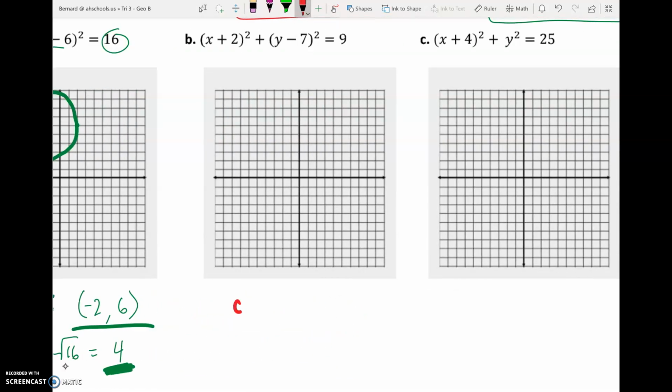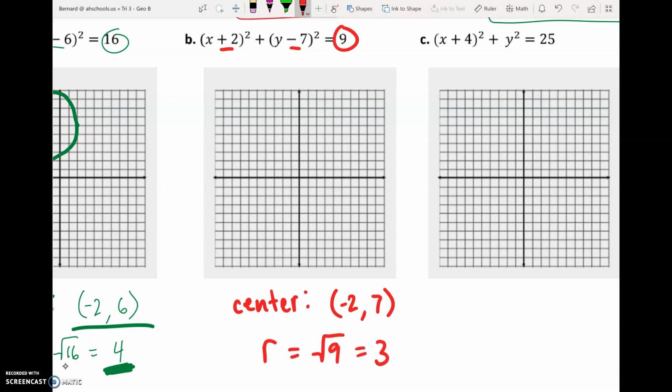The center for this circle is going to be, remember, opposite of what we see in the boxes, +2 minus 7, and so -2, comma, +7. And then our radius is square root of the number on the end, square root of 9, which is 3. And so we are going to put a dot at our center, -2, 7. So left 2, up 7. 1, 2, 3, 4, 5, 6, 7. Dot. That's our center.